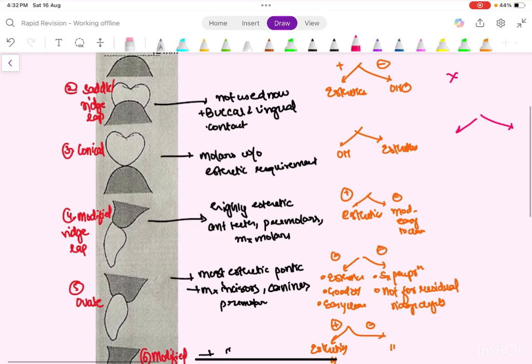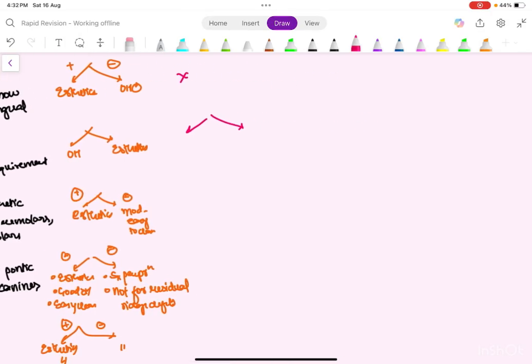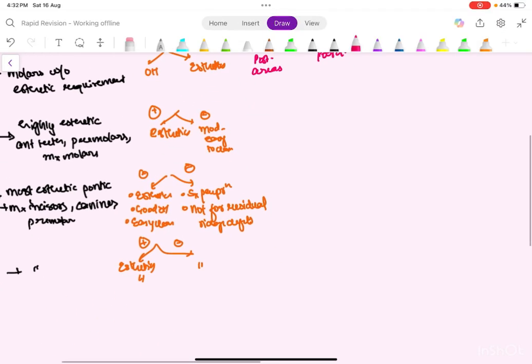Then we come to conical. Now conical is indicated in posterior areas where aesthetics are of minimal concern and contraindicated in poor oral hygiene cases. Then modified ridge lap. So in aesthetic areas it is indicated, and where minimum aesthetic concern is there it is contraindicated.